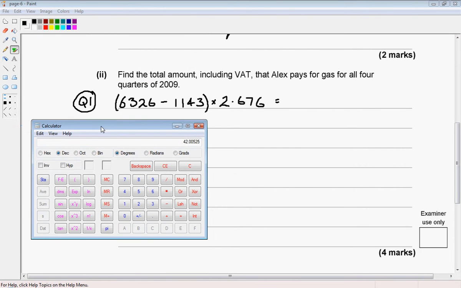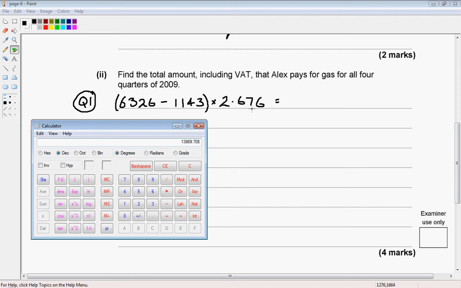on the calculator here, so we have 6326 minus 1143, that's 5,183 units. Now we multiply by 2.676, okay, and there we get our answer. So we just write that in.